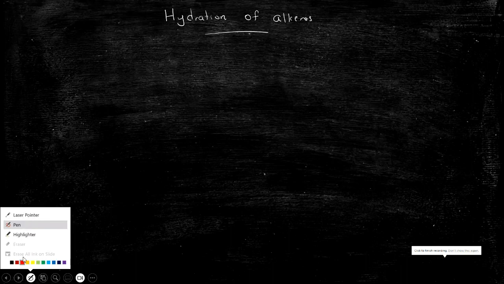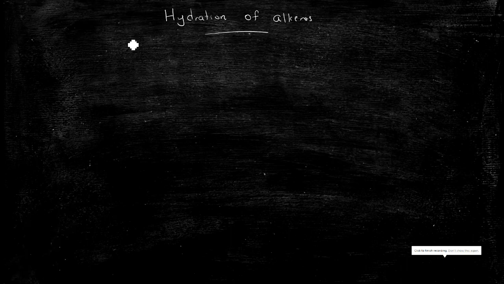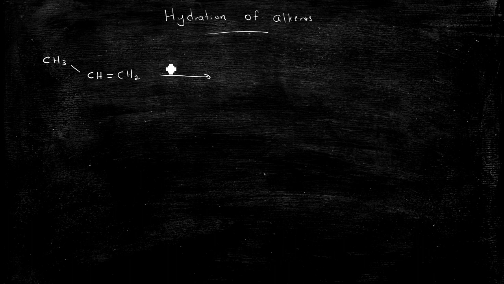Okay, so in this video, let's talk about the hydration of alkenes. So basically, the reaction is like this. Let's take an alkene like this one, double bonded CH2. So I'm going to add conc H2SO4 and then water, right? So what happens here is we are going to add a water molecule to our alkene.